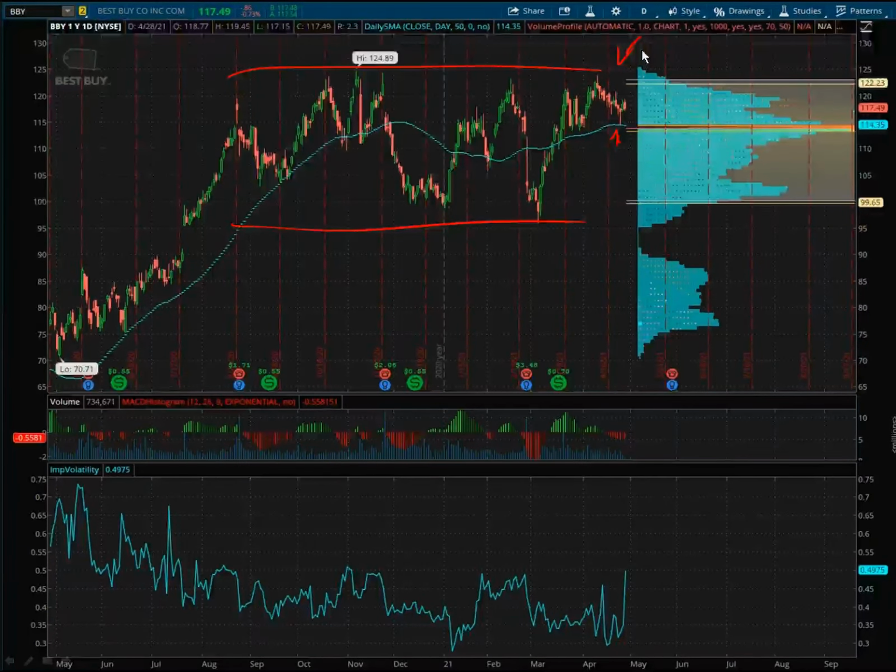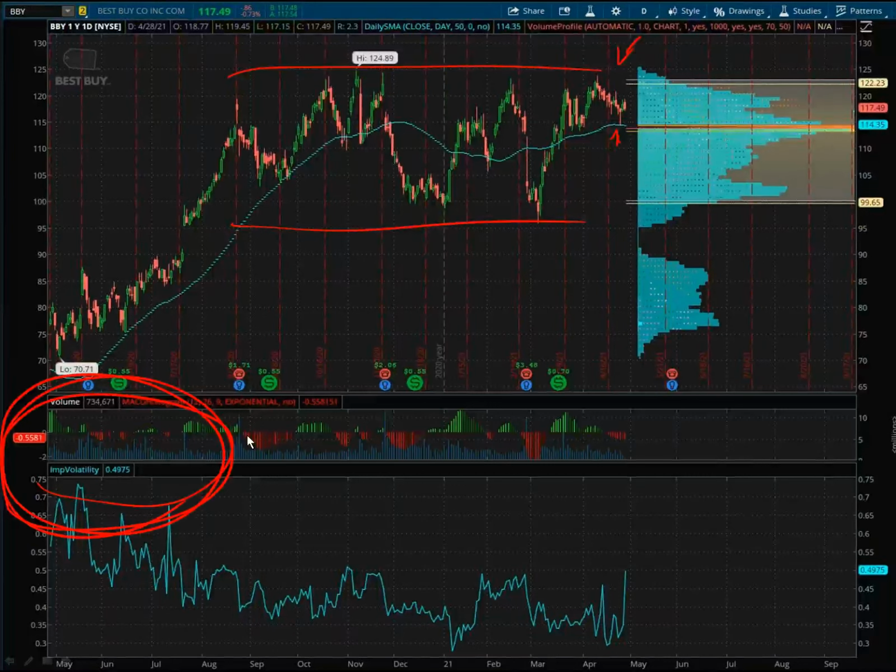Now, what I want to do is know whether the option is cheap or expensive. So I have to take a look down here at implied volatility. I've got a chart, and it is very similar to a swing type trade as well.